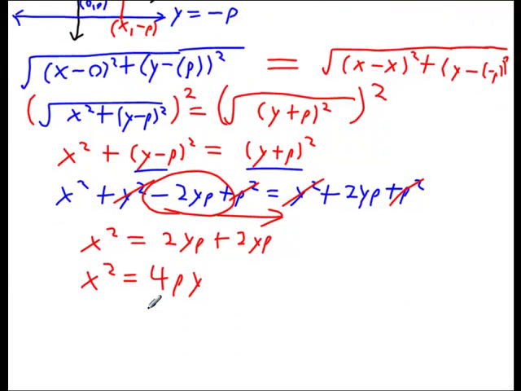So really, this x squared equals 4py is the same parabola we've worked with before, but we're just defining it differently with respect to its p distance to the focus and directrix, and this is just a different way of looking at the same parabola, defining it as a conic section.